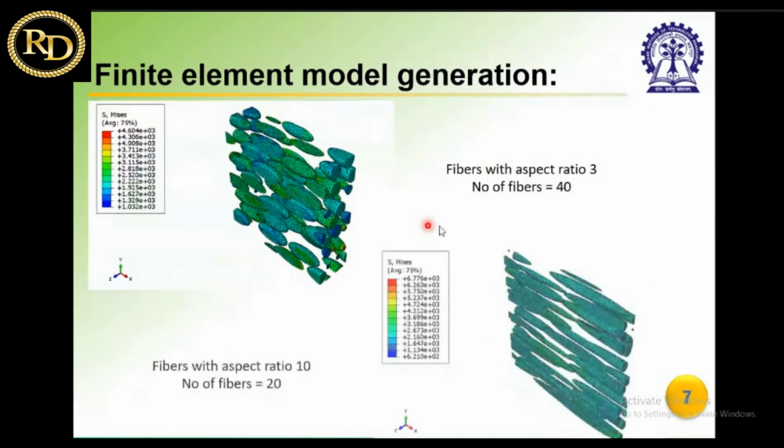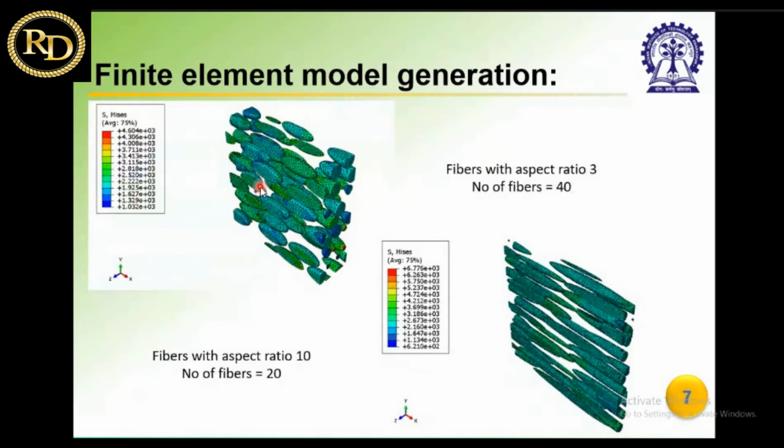So these are the finite element models we have generated. These are the fibers with aspect ratio 3, and the number of fibers in this model was kept at 40, and this model is for aspect ratio 10, and the number of fibers in this model was kept at 20. This is because there was difficulty in meshing. If we had kept the number of fibers in this model as 40, meshing would be difficult, so we have reduced the number of fibers in this model.